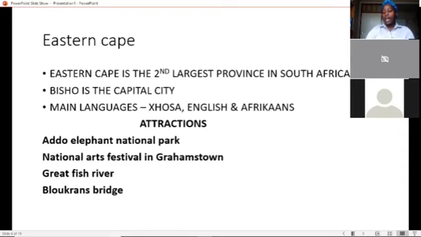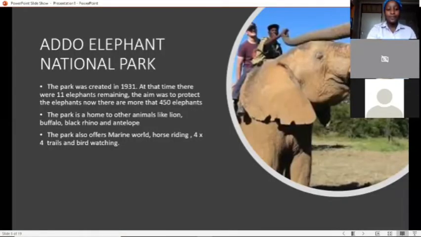Yes, ma'am. There are 4 attractions that are identified as World Heritage Sites. We have the Addo Elephant National Park, the National Arts Festival in Grahamstown, and the Great Fish River and the Bloukrans Bridge. Looking at the first attraction, it is the Addo Elephant Park. The park was created in 1931.